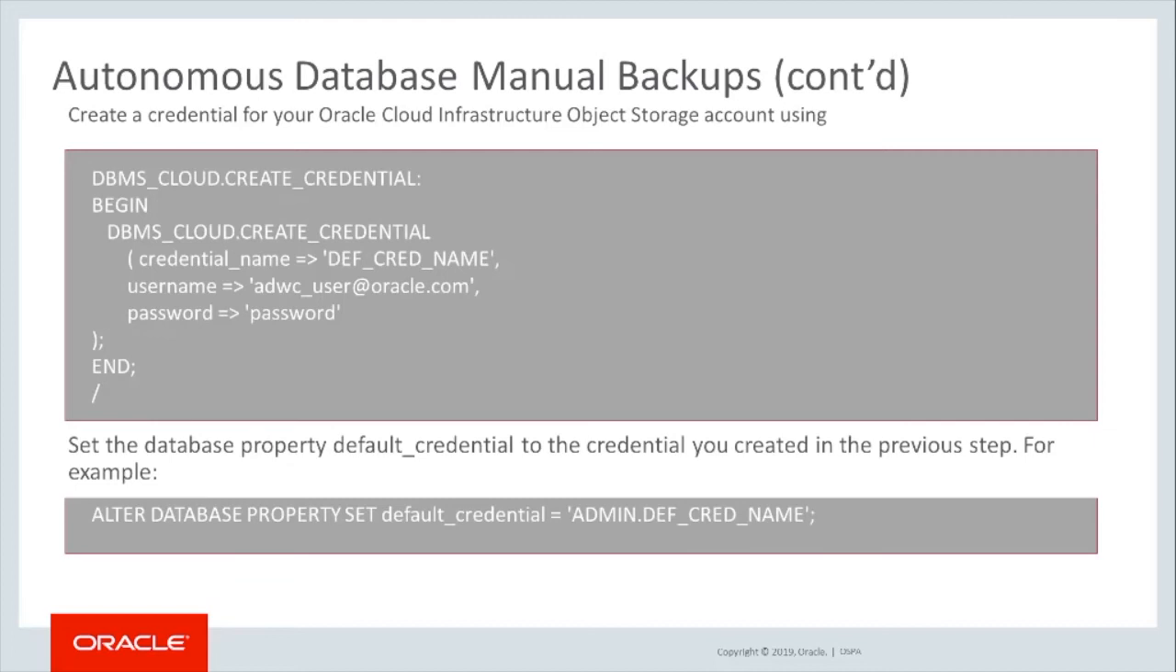If you have not already defined the credential for object storage access, such as for staging and loading data into the database from Object Store, you will need to create a credential for accessing the Object Store. Object Store is the location where the user-identified backups are stored. In this example, we create an Object Store credential named defcredName, and we set it as the default credential with the ALTER DATABASE PROPERTY SET command.